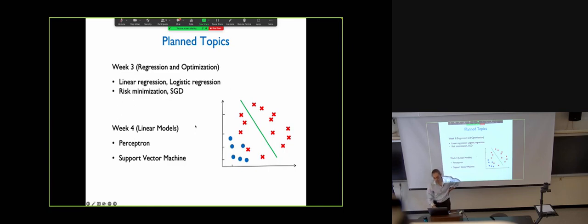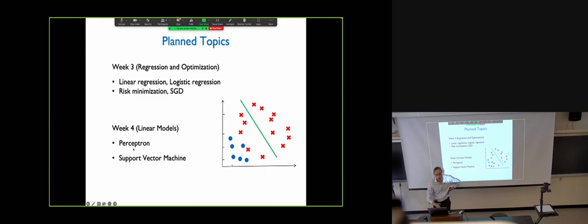Then we'll go into regression and optimization. So we'll do linear regression or distributed regression, risk minimization, stochastic gradient descent, SGD. These are optimization techniques: once you give an architectural model, how do you optimize the parameters to arrive at the perfect parameters.